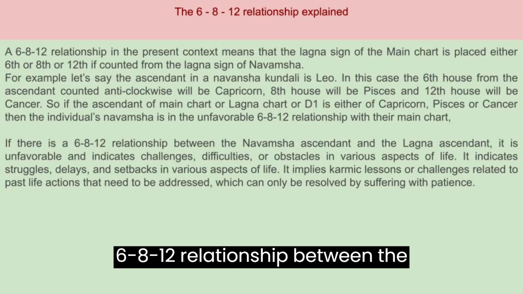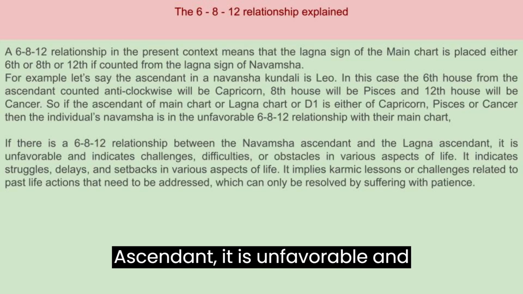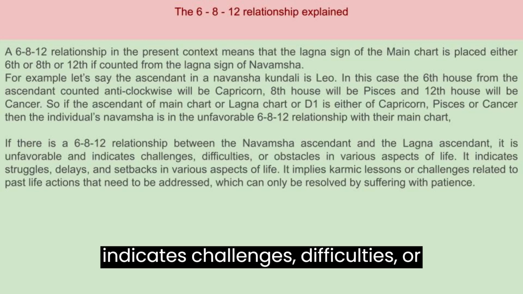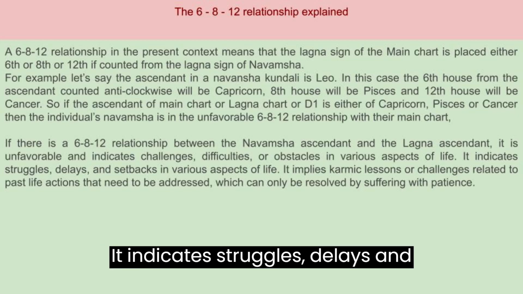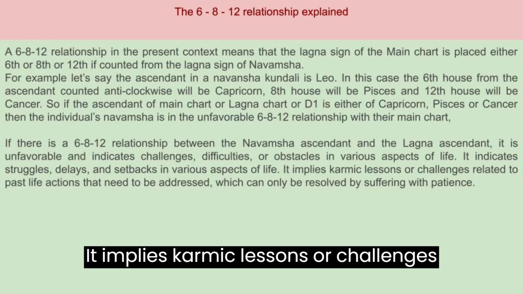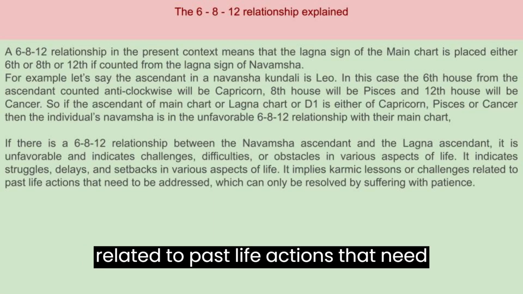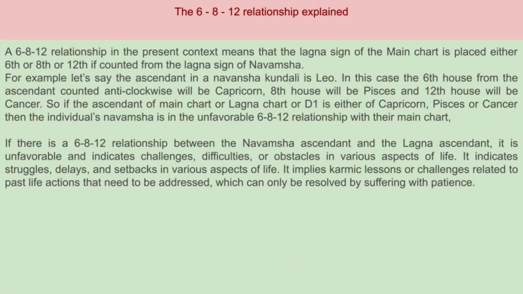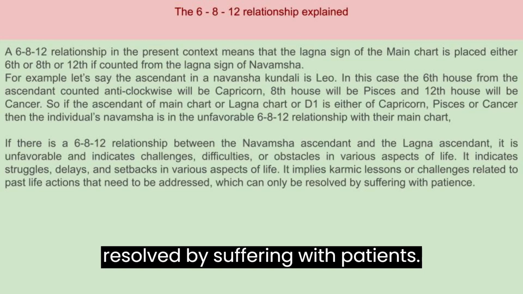If there is a 6, 8, 12 relationship between the Navamsha ascendant and the Lagna ascendant, it is unfavorable and indicates challenges, difficulties, or obstacles in various aspects of life. It indicates struggles, delays, and setbacks. It implies karmic lessons or challenges related to past life actions that need to be addressed, which can only be resolved by suffering with patience.